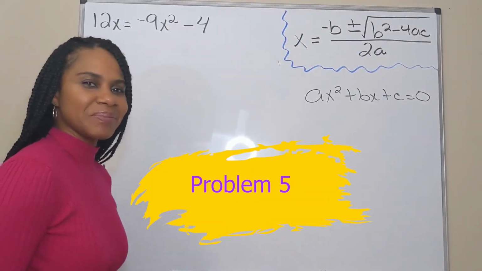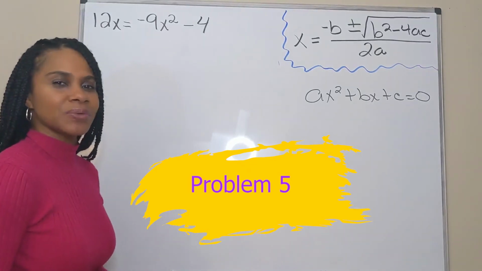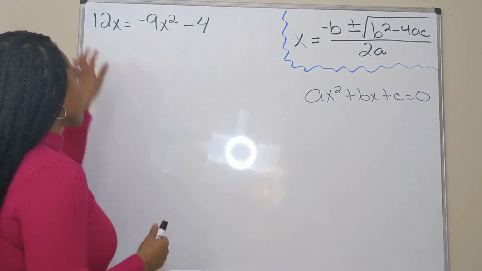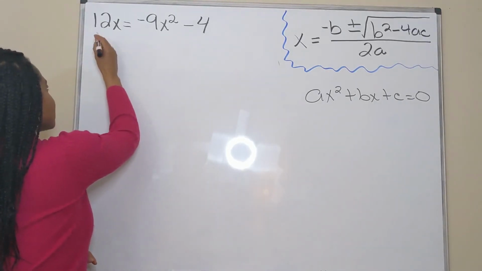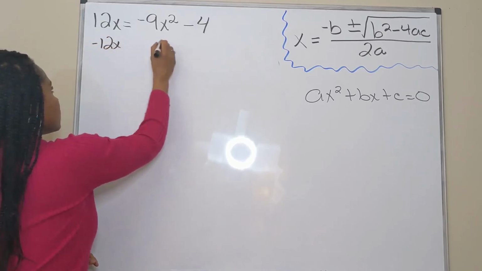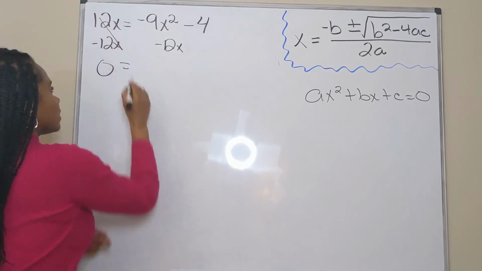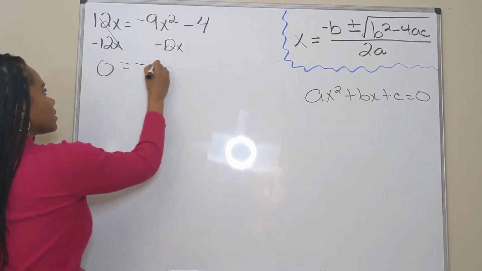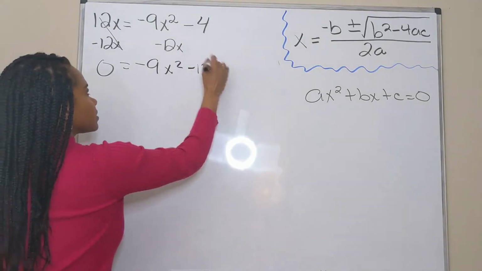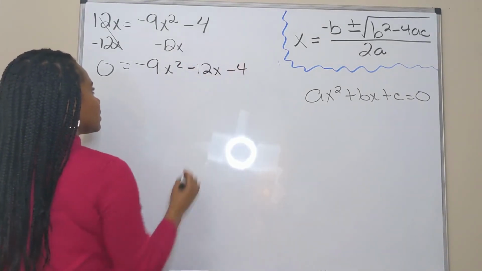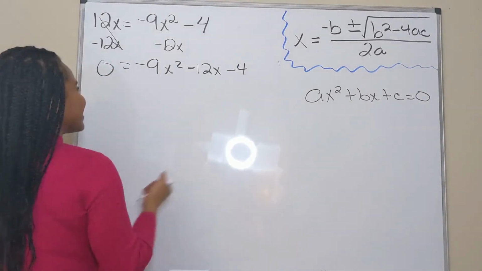All right, so we finally made it to our last problem. So let's go ahead and work it out and see what kind of solution we get. Of course we know that we have to move everything to one side. So that 12x, since it is positive, we want to subtract it. We're left with 0. My x squared term is first. So that's 9x squared minus 12x minus 4. Label it. I just like to use different colors.